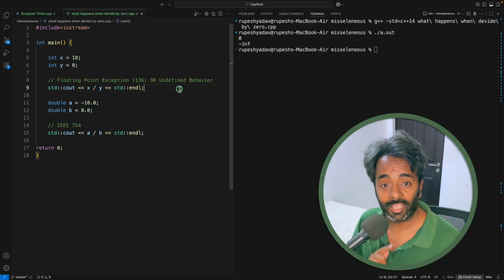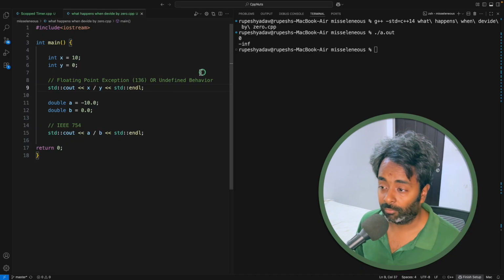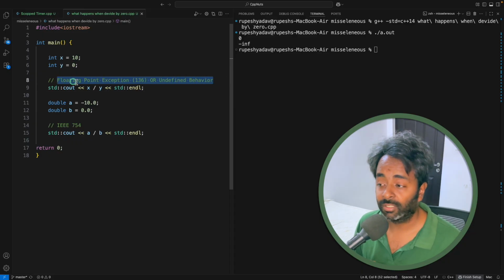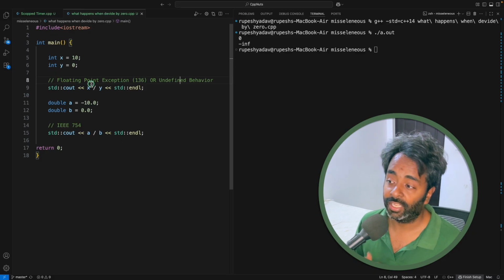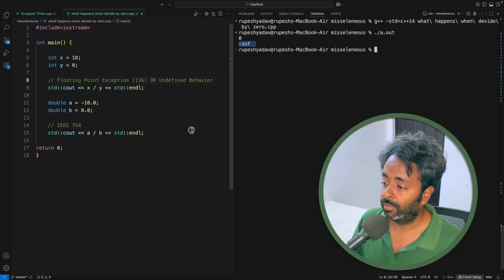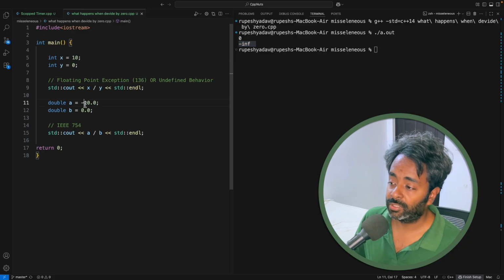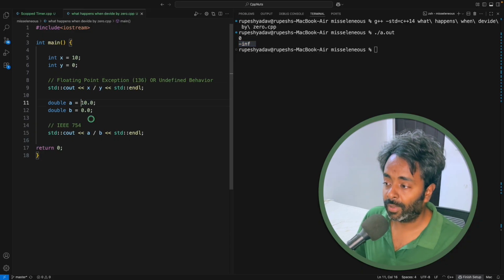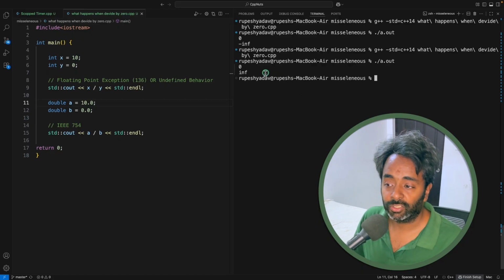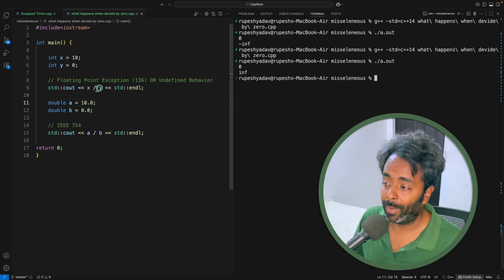But if someone is asking you, irrespective of Mac or Windows or ARM or whatever it is, you just give these two answers for integer numbers: either floating point exception or undefined behavior. For floating point numbers, this is INF, infinity. And why minus? Because this number is minus. If I remove this minus from here, and compile and execute this, it is just going to be INF, meaning there is no minus here.